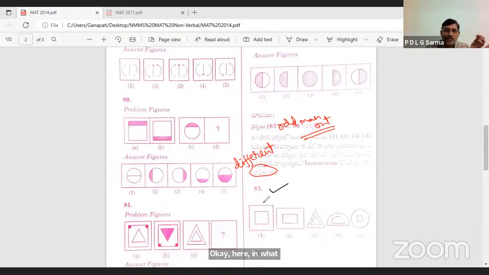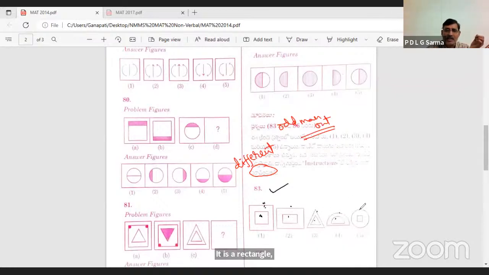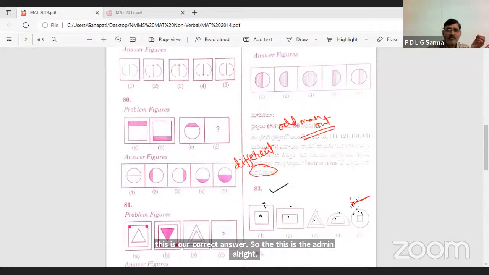You observe, the first one is outside and inside you have the same kind of figure. It is a square, and here also it is a square. Yes, same shape is repeated. Here it is a rectangle, rectangle, triangle, triangle, semicircle, semicircle. But in the last one, a circle inside which is a square. So this is the odd man out. Okay. So this is our correct answer.